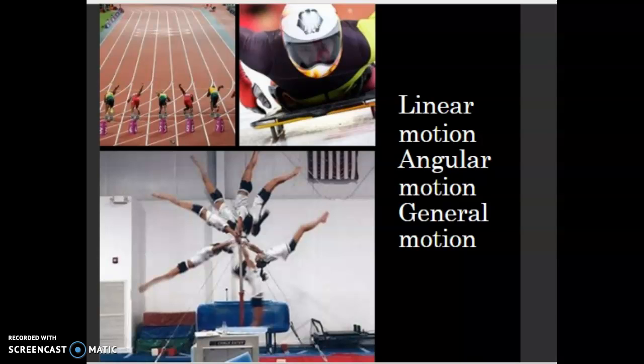The next motion is angular motion, which is where a body moves around an axis, whether imaginary or for a bar in gymnastics, for example. And because of this, the body moves in the same direction, time, and angle. Finally, general motion is a combination of the two, as in general motion both angular and linear motion occurs.